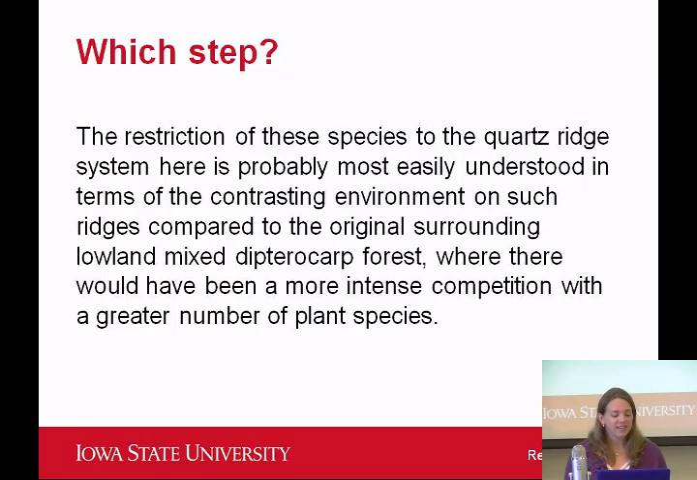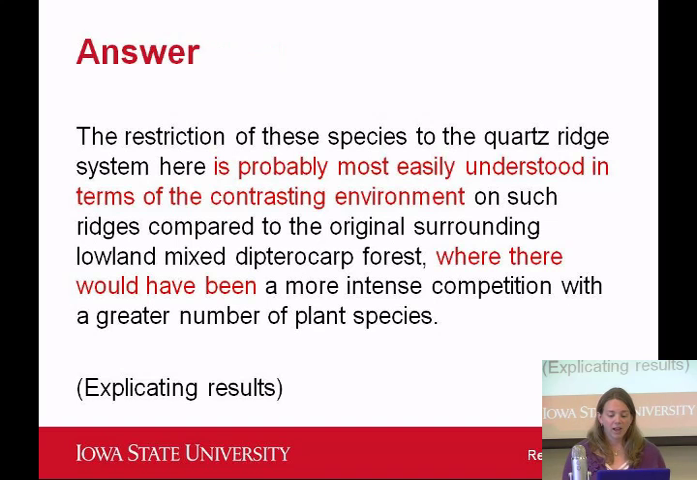The sentence says, the restriction of these species to the quartz ridge system here is probably most easily understood in terms of the contrasting environment on such ridges compared to the original surrounding lowland mixed dipterocarp forest, where there would have been a more intense competition with a greater number of plant species. Okay, when we get through this very long sentence, we can see that there's some information here that really can help us figure out how the sentence is functioning. And that's been highlighted for you in red here.